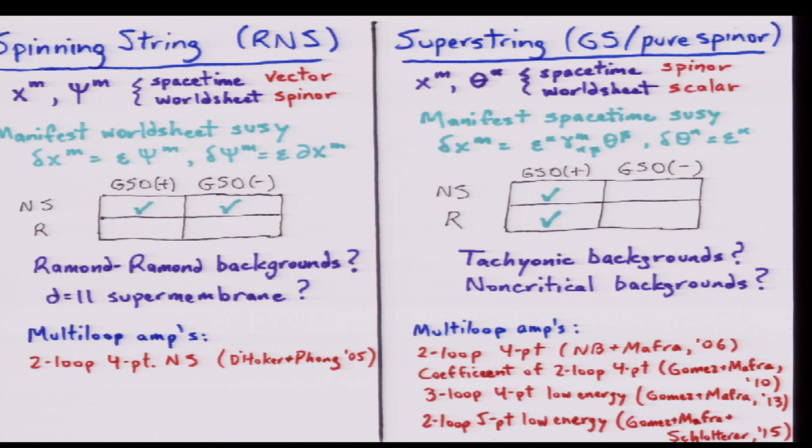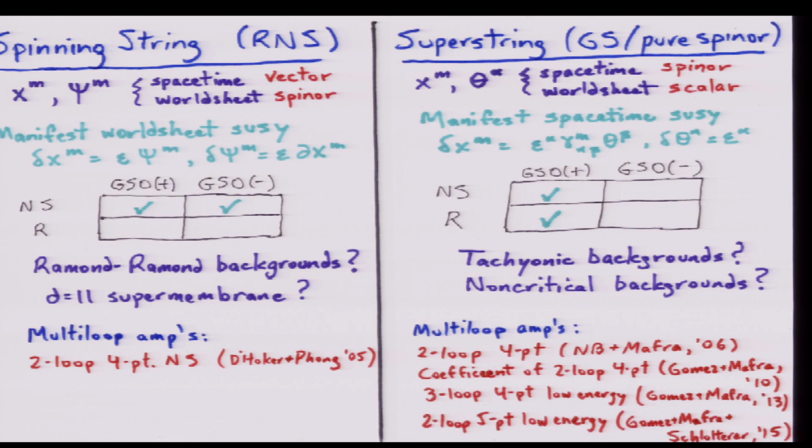Now, of course, the spinning string has manifest worldsheet supersymmetry. The fields transform linearly under worldsheet supersymmetry, at least in the Neveu-Schwarz sector. So the GSO plus and GSO minus sector for the Neveu-Schwarz, so for example, the tachyon is in the GSO minus Neveu-Schwarz sector. Worldsheet supersymmetry transforms in a simple way, and essentially the formalism is much easier to define in that sector. So when you try to define it in the Ramond sector, it's more complicated. In fact, people still don't know how to describe Ramond backgrounds in this theory, which is, of course, an important thing you want to describe.